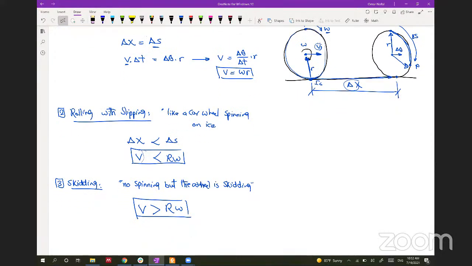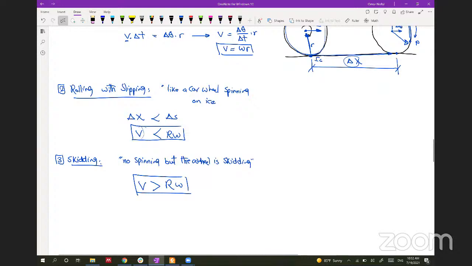And now we are handling relative motion with slipping, and this is the topic that we will be discussing over the next 10 minutes. So relative motion with slipping.